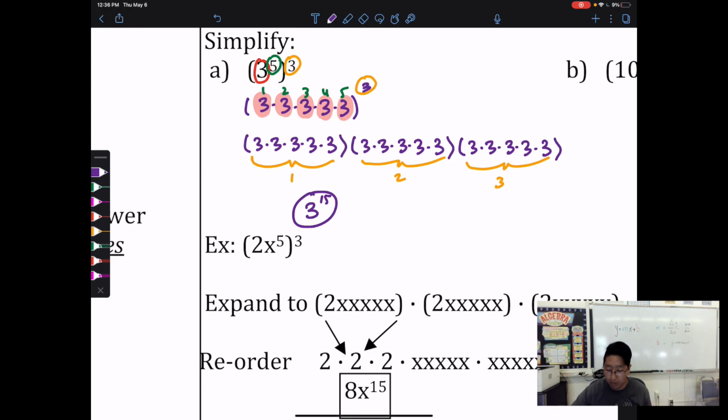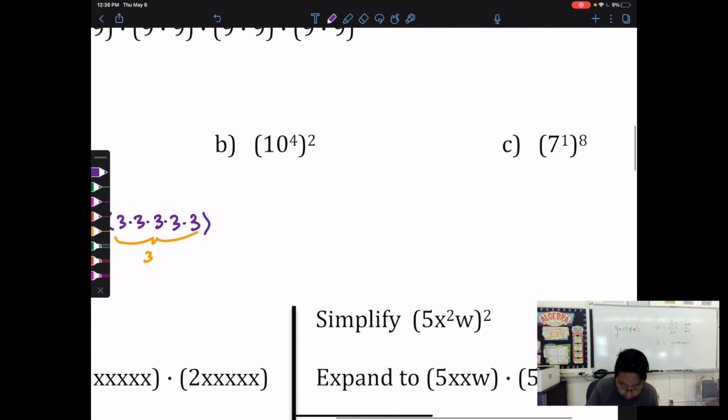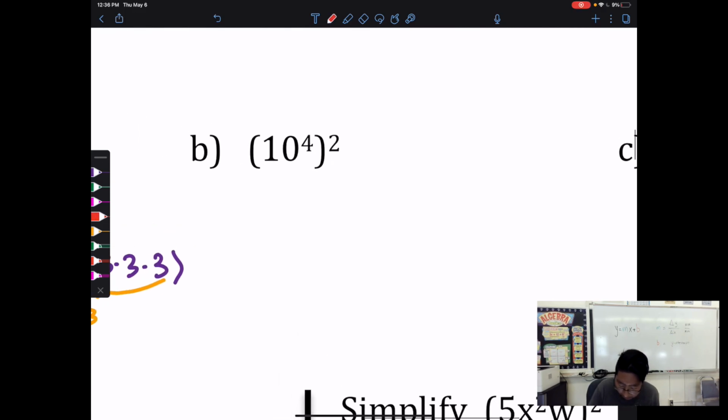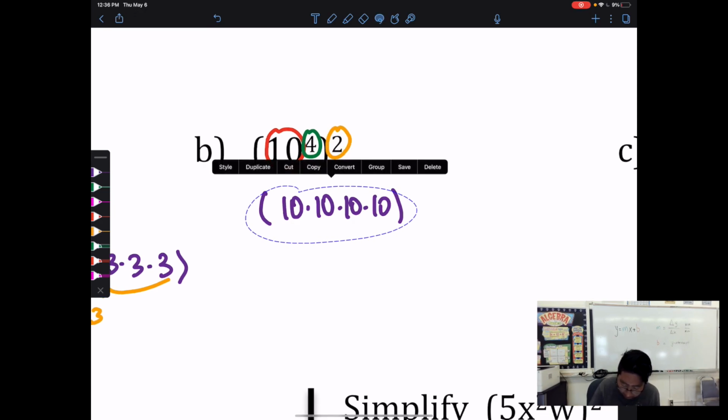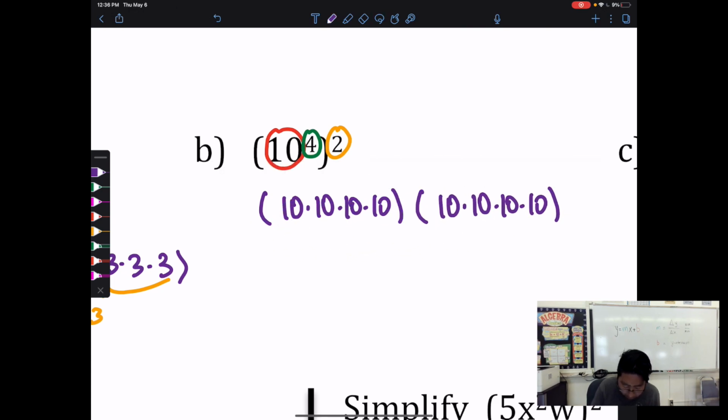All right, let's go ahead and move on to the next one. 10 to the 4th power, all raised to the 2nd power. So what's the base here? 10. The exponent is 4. So inside the parentheses, I have 10 times 10 times 10 times 10. That is all raised to the 2nd power. So I need to go ahead and multiply this by itself 2 times. 1, 2. And so here I have 10 to the 8th power.